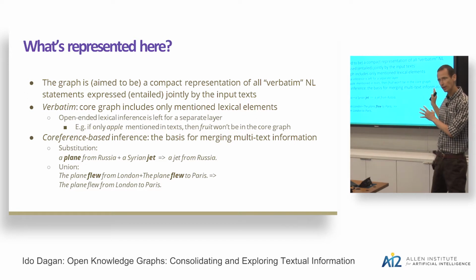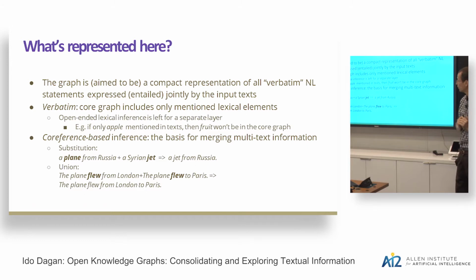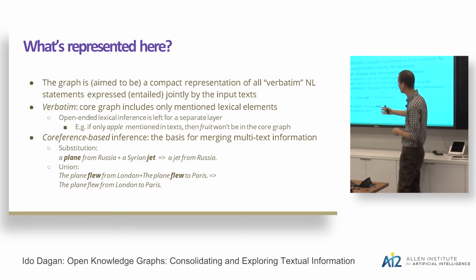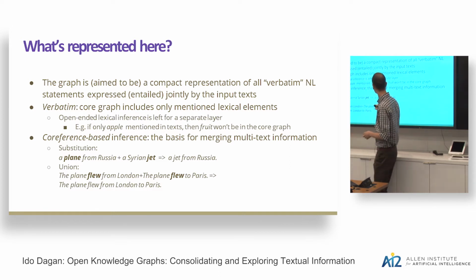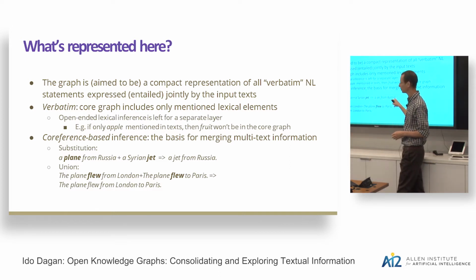So the goal of the graph is to capture the information in the terms that did occur in the original sentences. And the inference that's already encoded in the graph is based on these mergings, these consolidations of coreferences, right? If we had a sentence, a plane from Russia, doing something, and in another place it says a Syrian jet, we can infer that this was a jet from Russia, right?